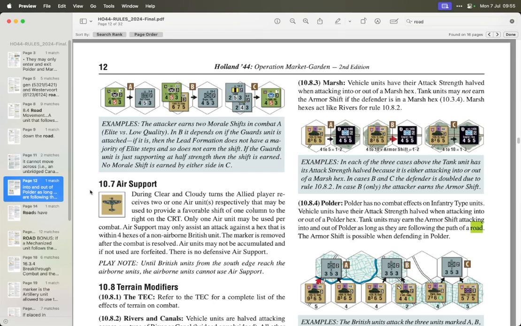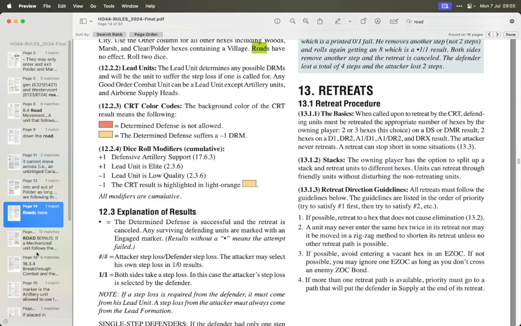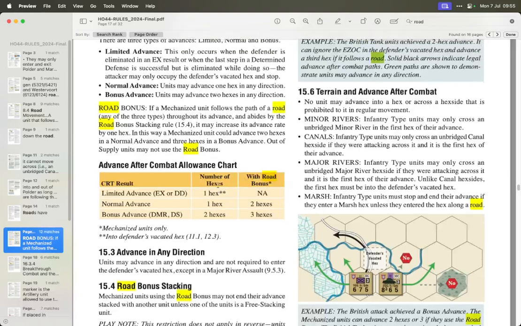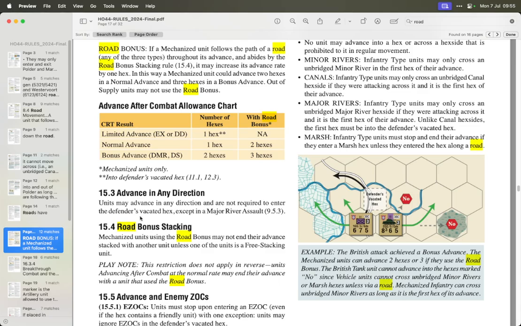There is a rule maybe that tanks have to follow the path of a road if they're attacking into the polder to get the breakthrough. Right. It's something we can worry about later. But I know only two steps. I do need to find it. I always say if you don't like looking up rules, we're going to start for you.